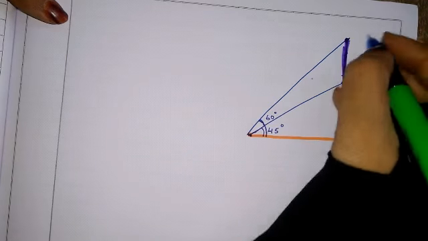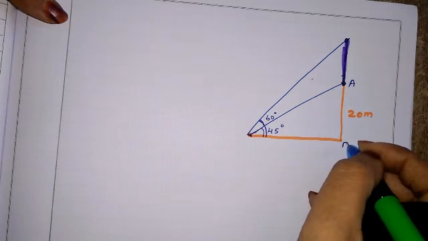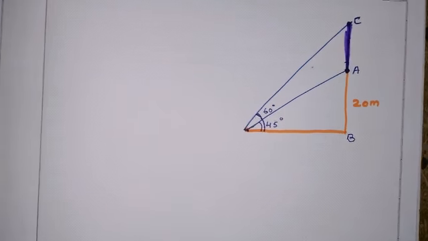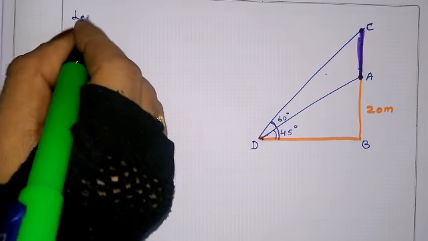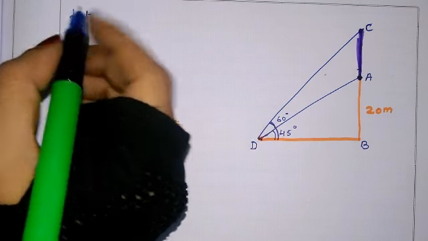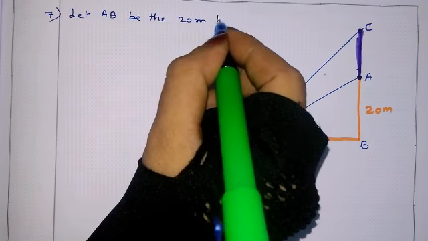Any name we can write. I'll write A, B for the building, and we will write this A, B, C, D. Any alphabet you can use. Now let us focus. This is question number 7, right? Let AB be the 20-meter high building.